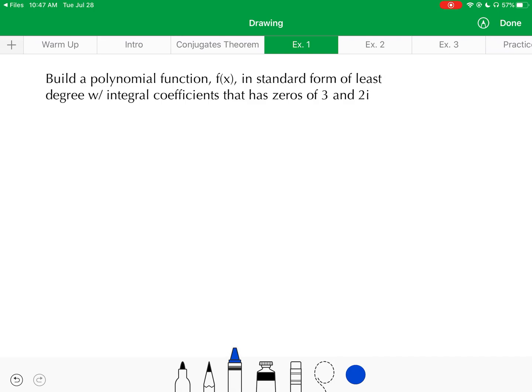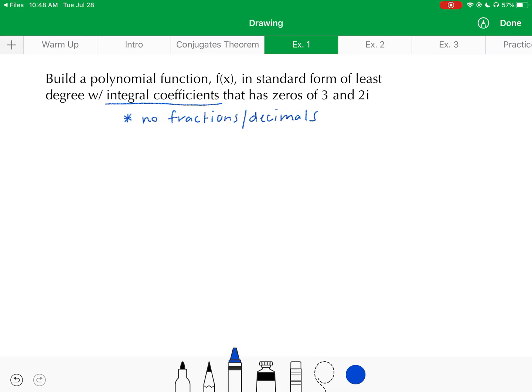Technically, there's an infinite amount of functions out there that would have these zeros. We just want the one with the smallest degree possible, okay? And then with integral coefficients means integer coefficients. So that implies no fractions or decimals can be used for our coefficients, okay? All right, so here we go.